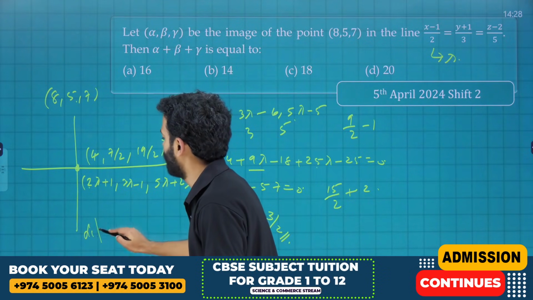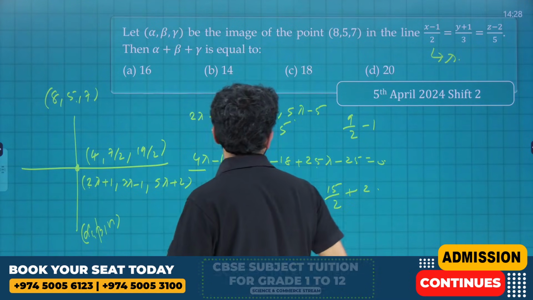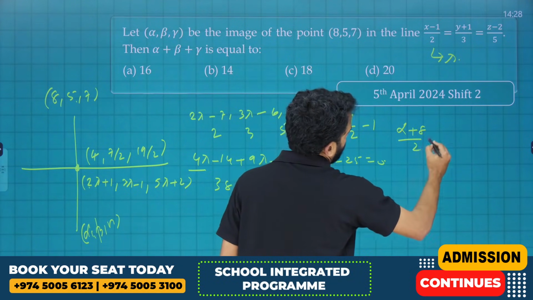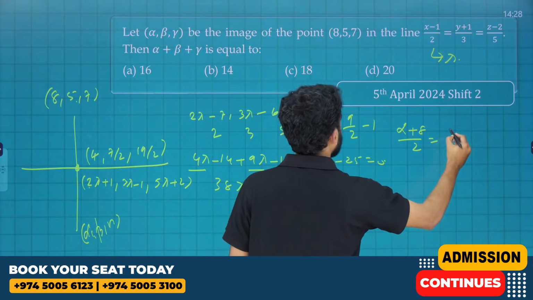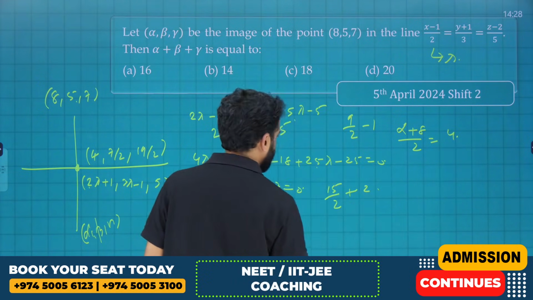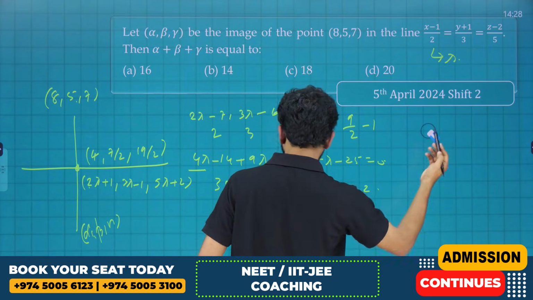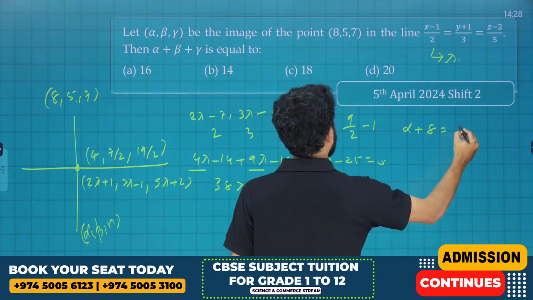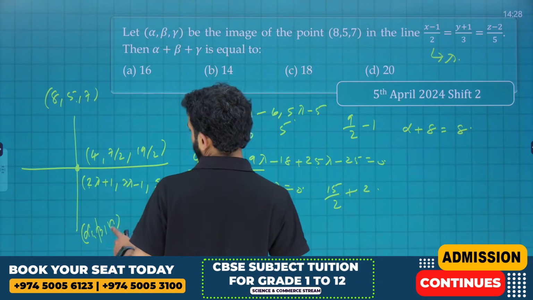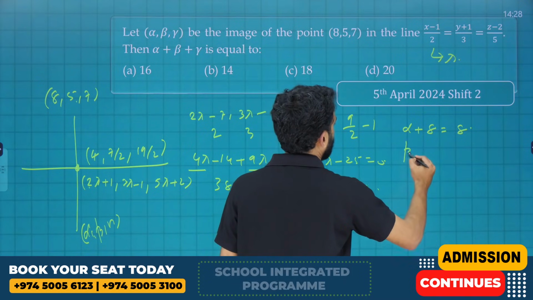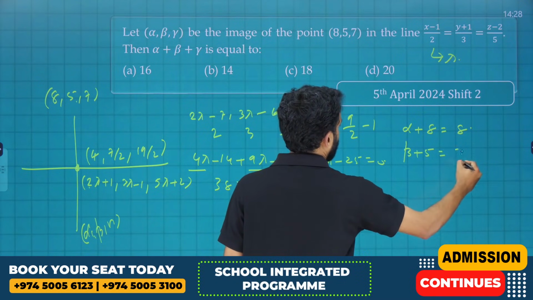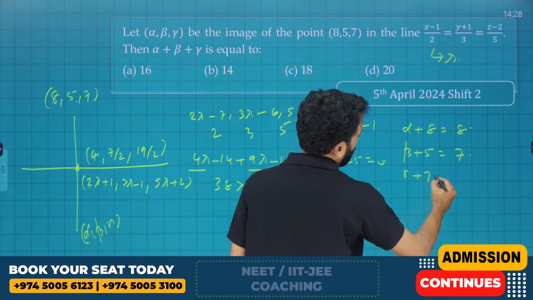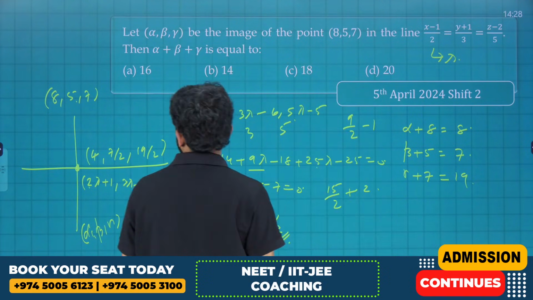Here the point is alpha, beta, gamma. So the midpoint theorem is like alpha plus 8 by 2 is equal to what? 4. Or we can write it like this: alpha plus 8 is equal to 2 times of that value, that is alpha plus 8 is equal to 8. Okay. And beta plus 5 is equal to 2 times 7 by 2, that is 7. And gamma plus 7 is equal to 19.